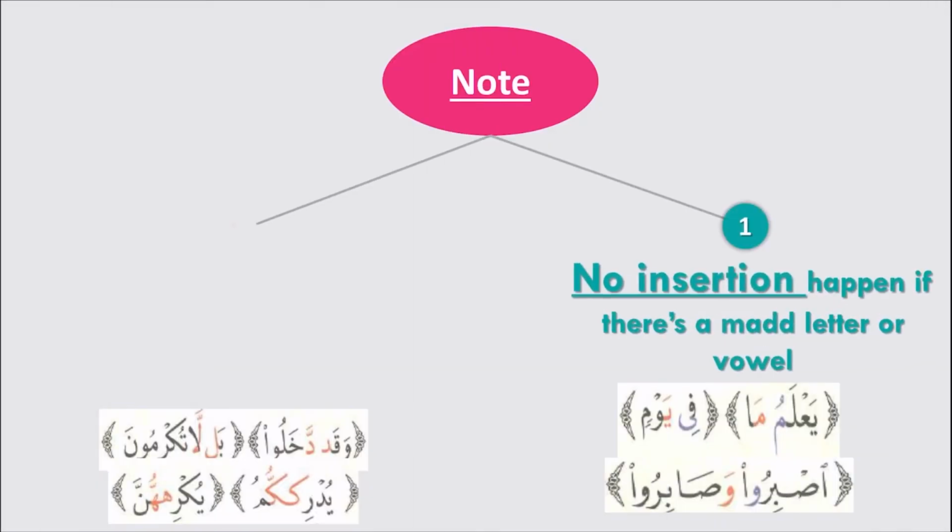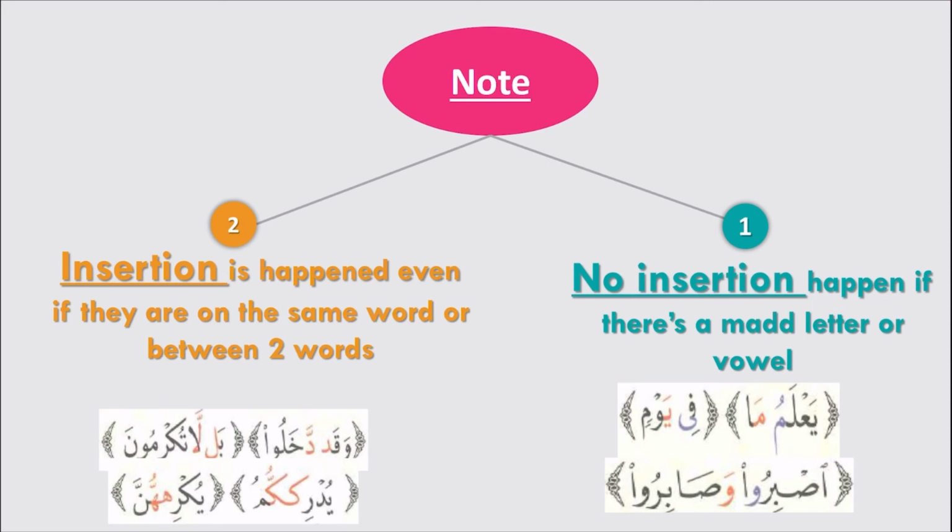Here we have a very important note, and I talked about it before, but I just need to confirm the meaning of it. If we have two harakat, like يعلم ما في يوم اصبروا, or one of the letters is having a med before it, there is no insertion between the med letter and the next letter, even if they are the same letter, like في يوم اصبروا. If there is a med of waw followed by waw, there is no insertion. And if both letters are mutaharrik, or voweled, there is no insertion as well.